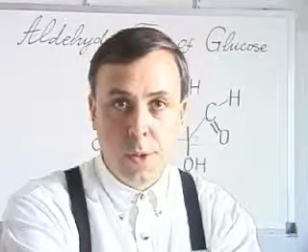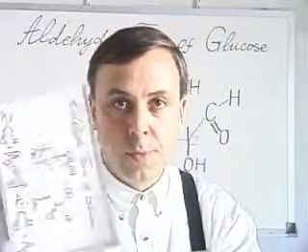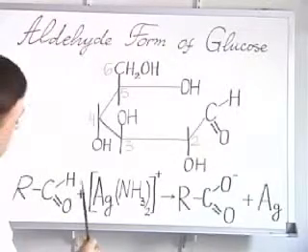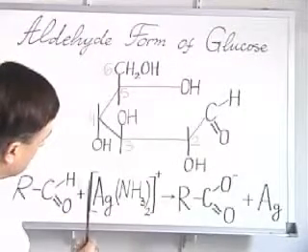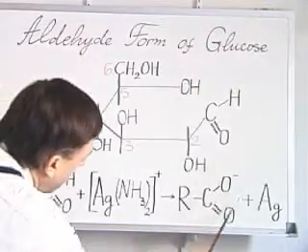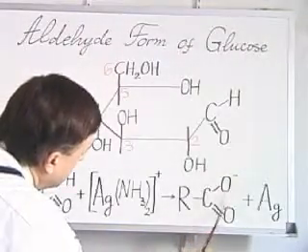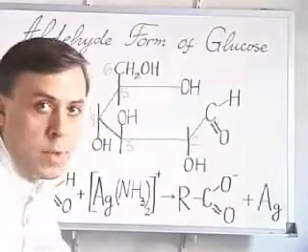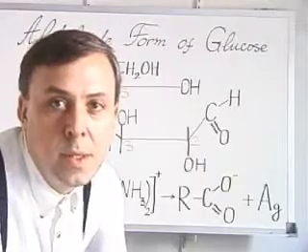Not all sugars are reducing sugars. Recall that an aldehyde is oxidized by a silver-ammonia complex to form a carboxylic acid. This is the ion of the carboxylic acid, and metallic silver is deposited on the walls of the test tube as a silver mirror.